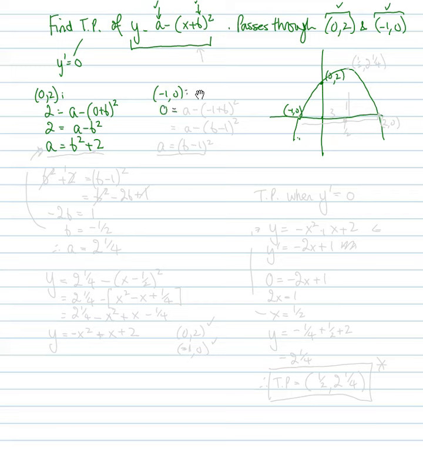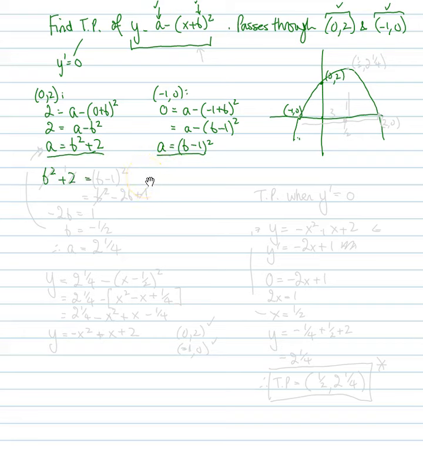Let's do the same for the other one, (-1, 0). So 0 equals a minus (-1 plus b) squared, which equals a minus (b minus 1) squared. Again, let's isolate the a, so we'll bring this over to the other side, and a equals (b minus 1) squared. Now we've got two equations, two unknowns, and they're both in the form of a, so we can just make them equal.